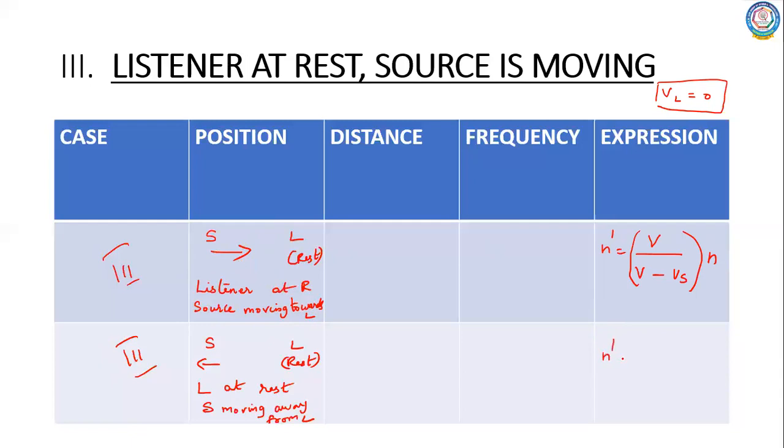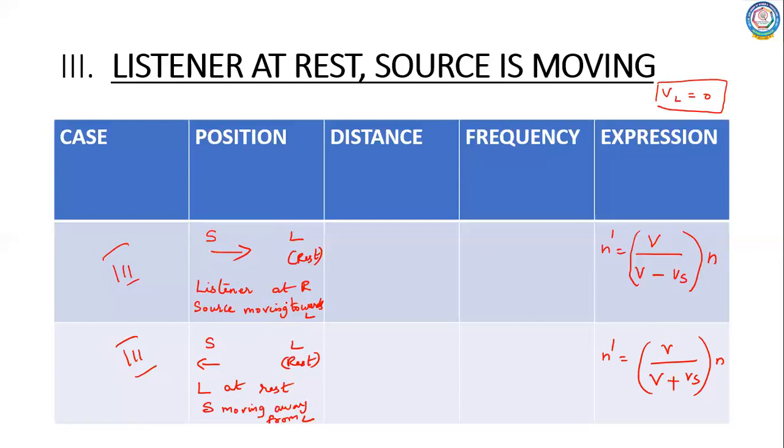Again, the apparent frequency for this position, again V divided by Vs into N. Now here, the source is moving away from the listener. So arrow moving towards the left, sorry. Arrow moving towards the left, so I have a plus sign. So this is the equation for the apparent frequency.